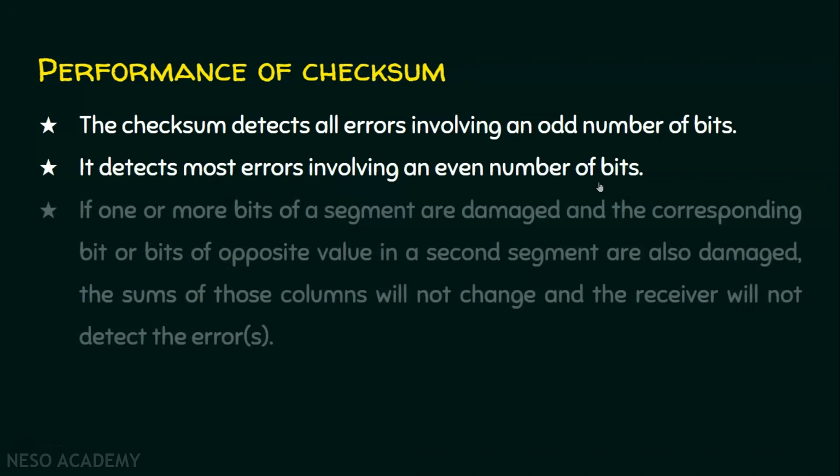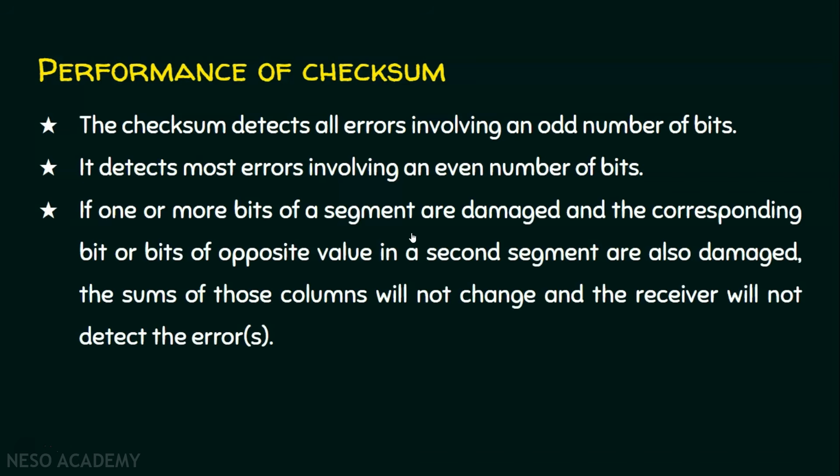But the main problem is, if one or more bits of a segment are damaged and the corresponding bit or bits of the opposite value in the second segment are also damaged, then the sum of these columns will not change. If the sum of the columns are not changed, the receiver will not detect the errors. Simply, if the errors involve no change in the summation, then the checksum technique will not detect the errors. That's the drawback.